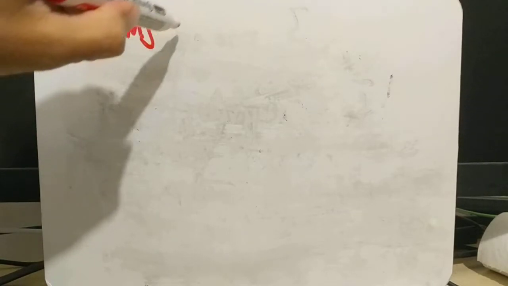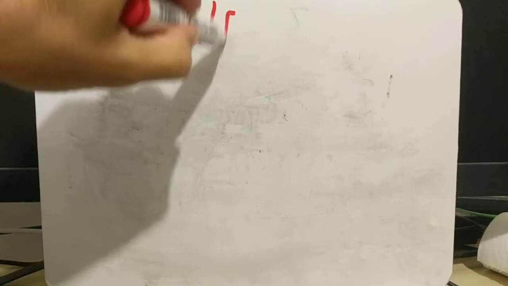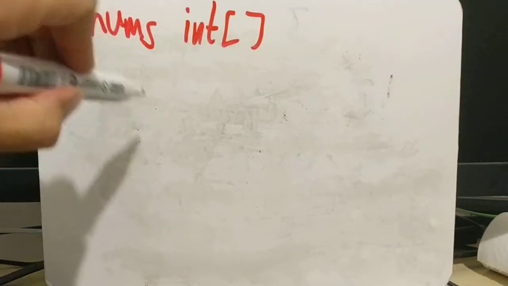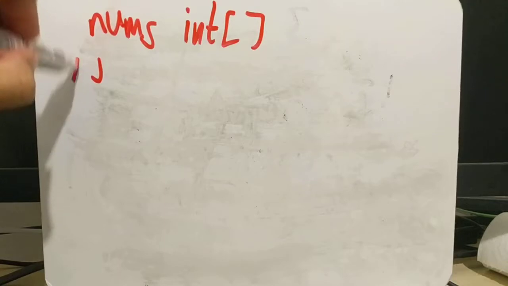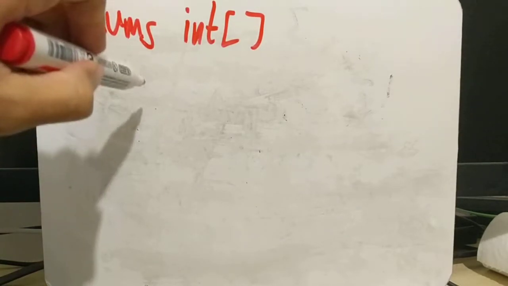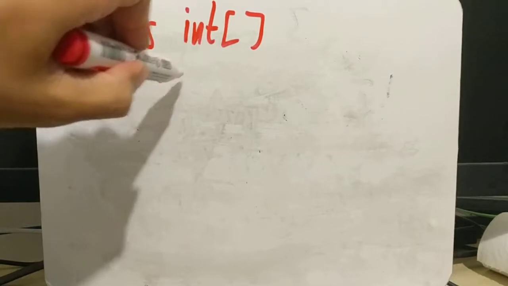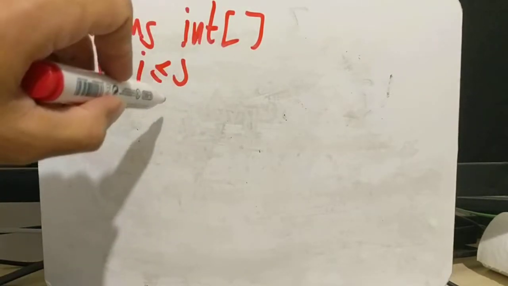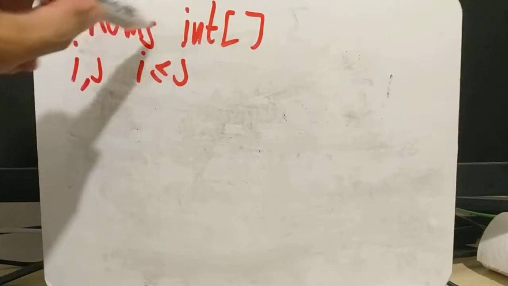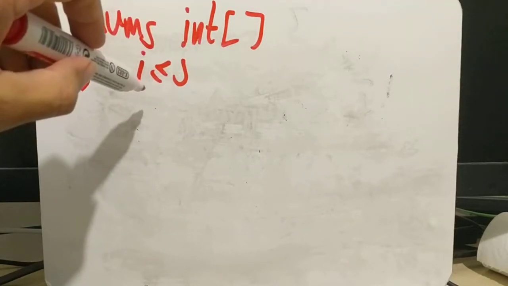Range sum query interview question. What is the range sum query interview question? In this question, you are given an integer array called nums. So you have nums, which is an int array. The question is, given i and j, where i is less than or equal to j, give the sum of all the items between i and j inclusive.